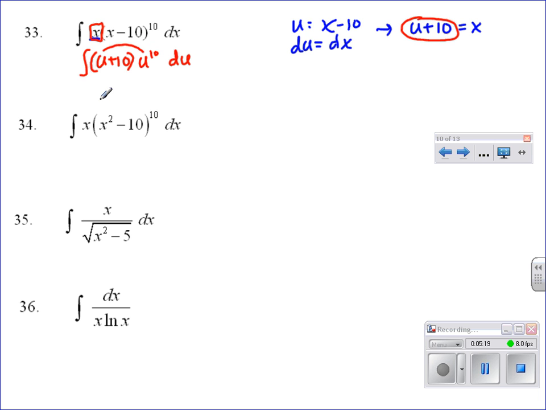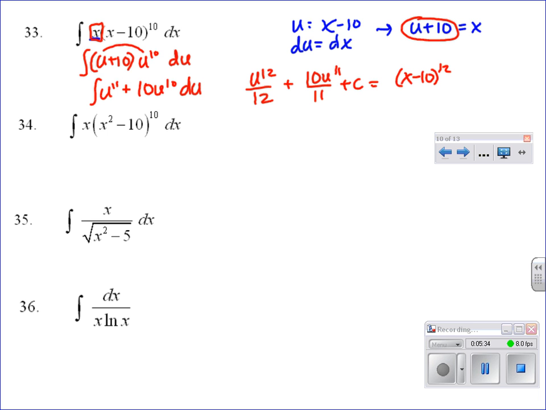Distribute, so u to the 10 times u is u to the 11. It's 10 u to the 10. The antiderivative, just use the power rule. Add 1, so you have 12, divide by it. Add 1, 11, divide by it. Last step, plug in your u. So u to the 12 over 12 plus 10 times u to the 11 over 11 plus c, with x minus 10 plugged in for u.